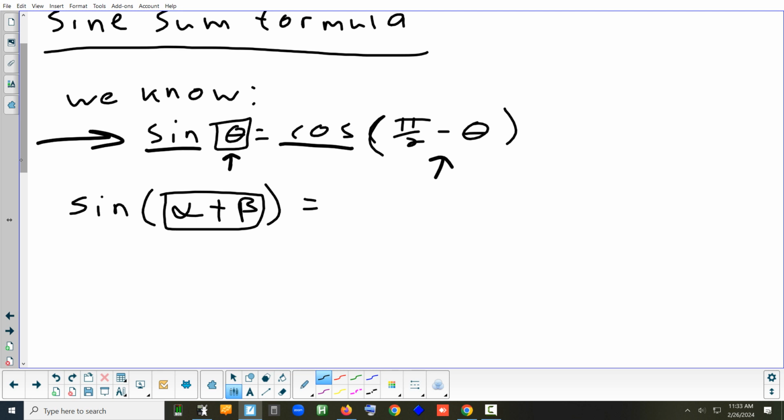Is this too much? The complementary adds up to 90 degrees, right? Yes, complementary angles add up to 90 degrees.